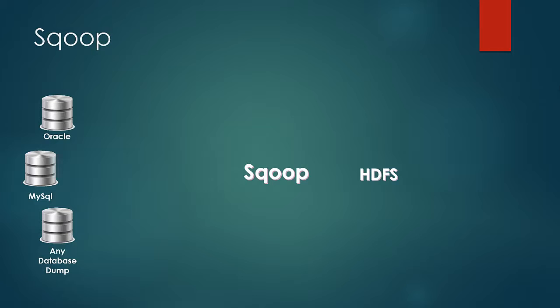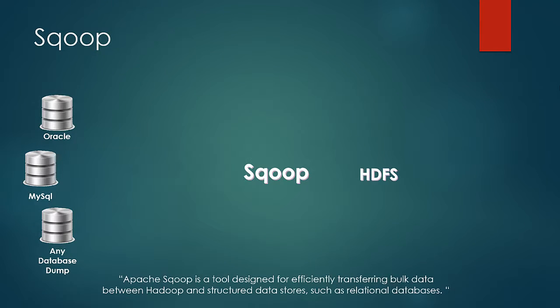Sqoop is a tool designed by Apache to efficiently ingest data into Hadoop and export data from Hadoop. A more appropriate description would be: Apache Sqoop is a tool designed for efficiently transferring bulk data between Hadoop and structured data stores, such as relational databases.